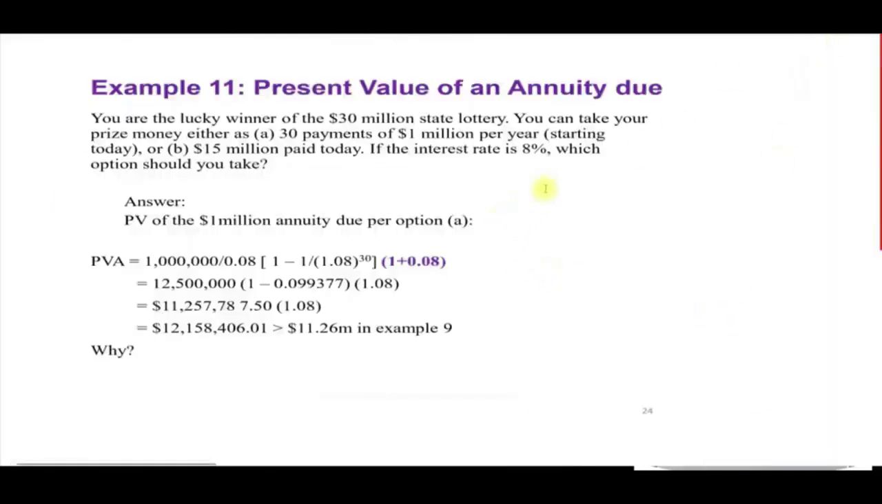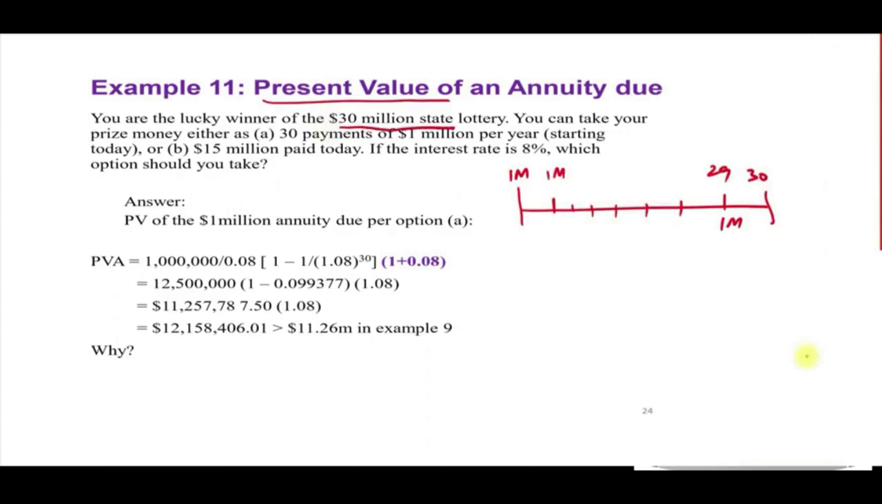Because we have solved the questions for the ordinary annuity, let's solve a question for our annuity due. This time we are finding the present value of an annuity due. Same example: you are the lucky winner of a 30 million state lottery. You can take your prize money either as 30 payments of 1 million per year or 15 million paid today, if the interest is 8%. Which option should you take?